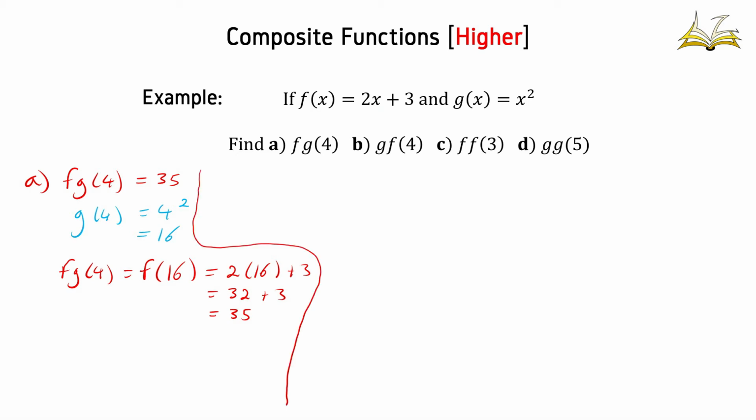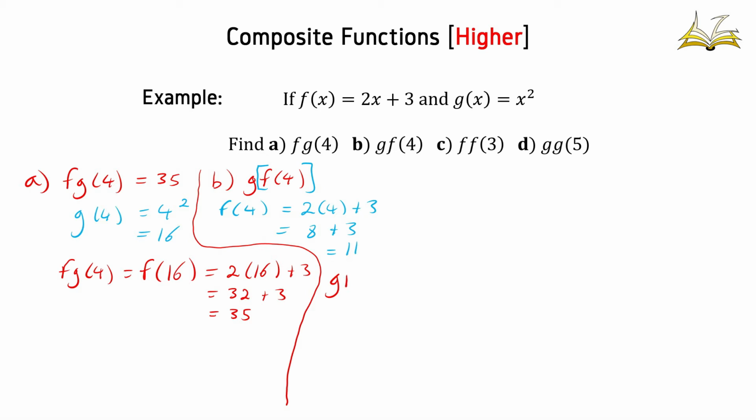Right, so part B, we need to find gf of 4. So again, I'm going to focus on finding f of 4. So f of 4 is equal to 2 times 4 plus 3. So that equals 8 plus 3, which equals 11. So f of 4 is 11.